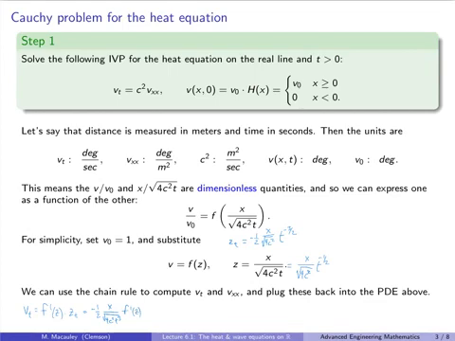Okay, next, let's do one at a time. So vx is f prime of z times the x derivative of z. So let's see what that is. Well, that's a little bit easier to compute because x is right there. So the derivative of that is just going to be a constant. So zx is 1 over root 4c squared t.